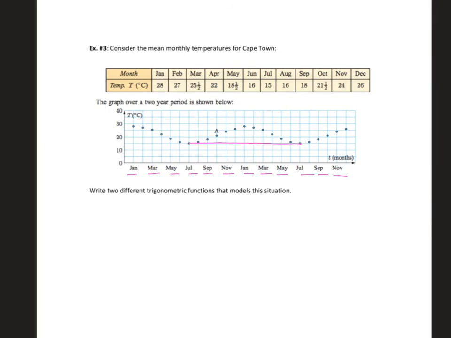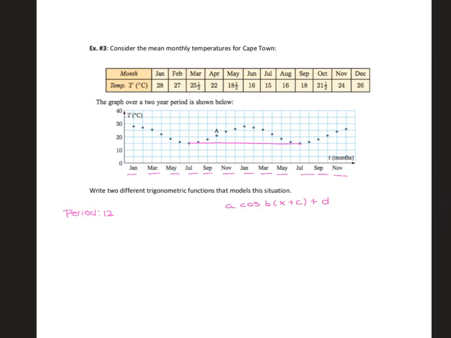That's one way, again, to verify your period, either from max to max or min to min. You're just looking at corresponding points to see when the cycle begins again. So 12 months, the cycle will begin again. So your period in this case is 12. Period is 12. Now, in order to find our equation, remember the general equation for a sinusoidal function.